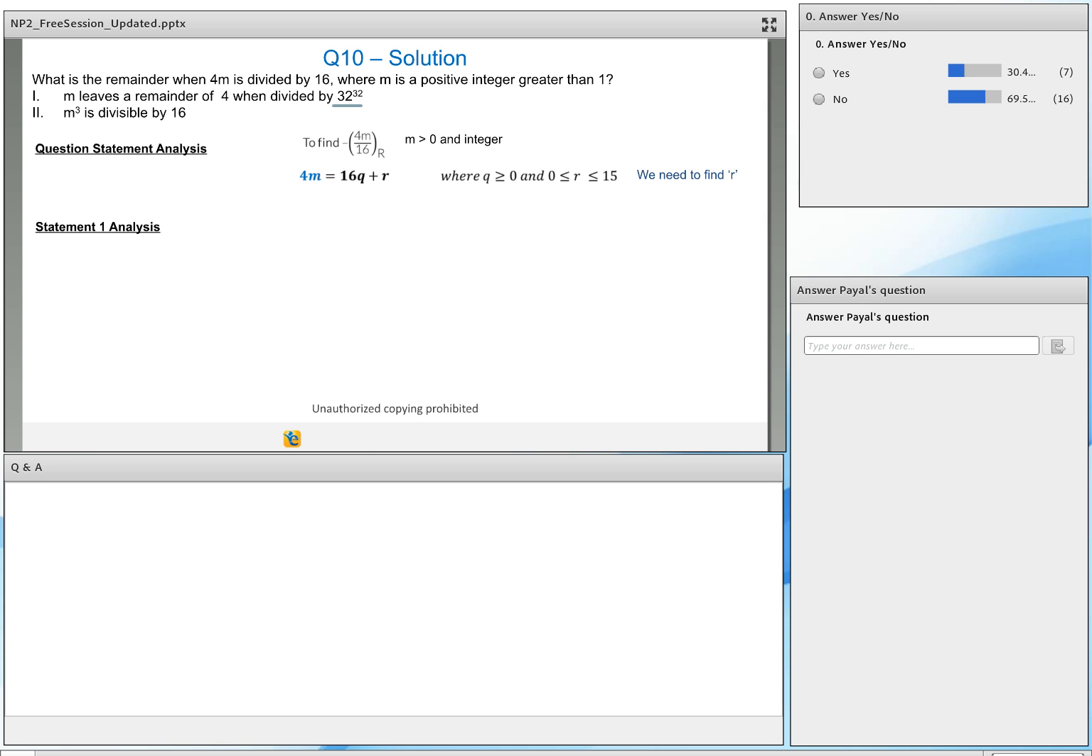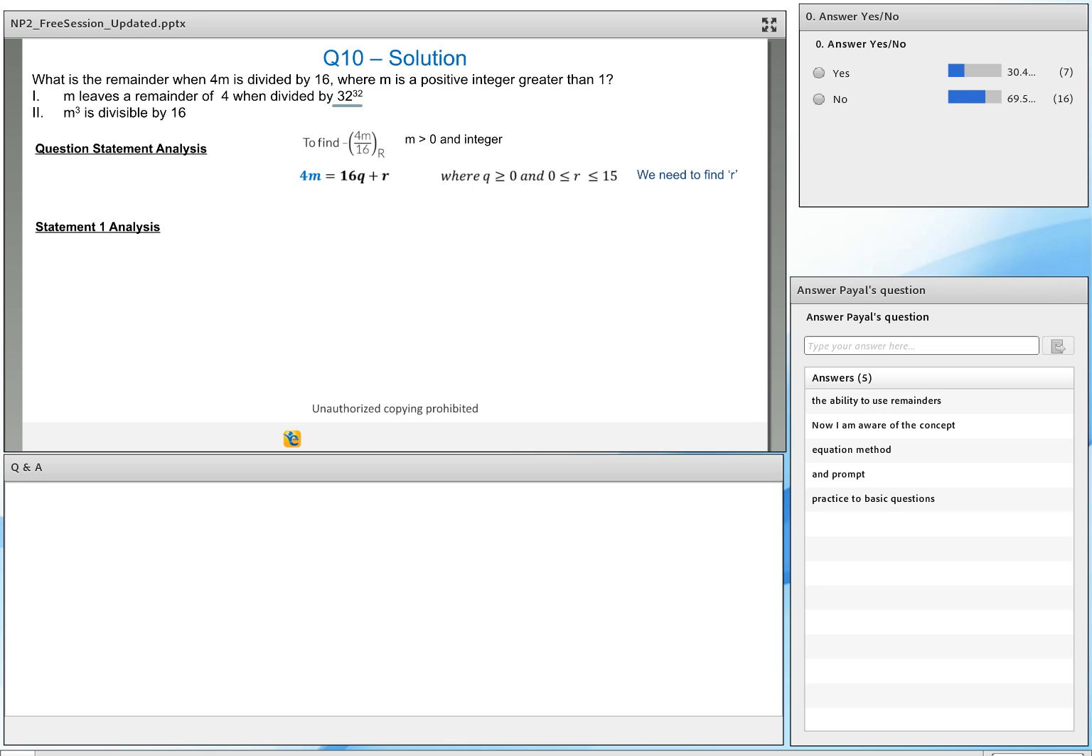And these are the things that you have to ponder about. Remember, it's not just one question which is at stake here. It's your entire quant score. So you have to understand what is the difference before and after. You're aware of the concept. Yes, you are aware. You have practiced the concept in the right manner.